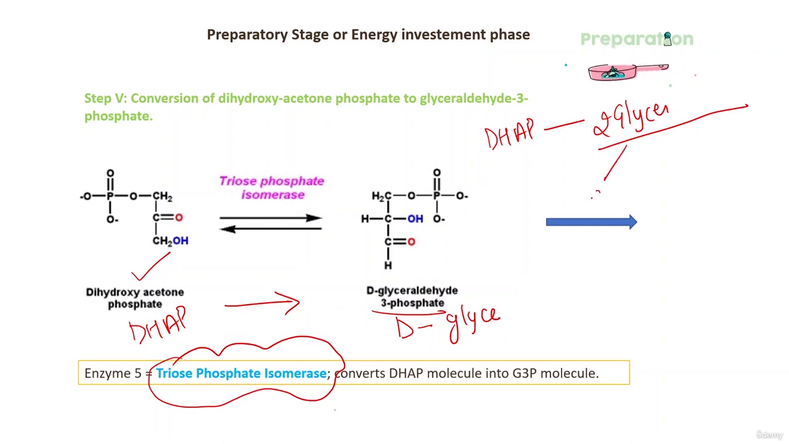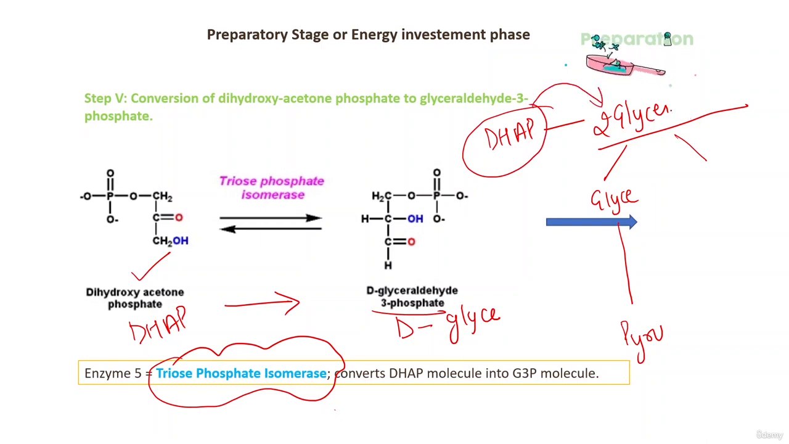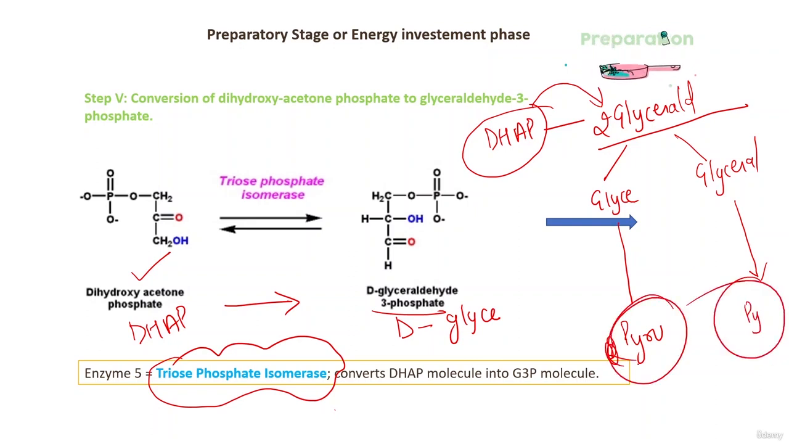Now, both glyceraldehyde 3-phosphates will undergo the whole process and produce 2 pyruvates, one pyruvate here, one pyruvate here. So this was the whole preparatory stage, or the energy investment phase, where we provided ATP.